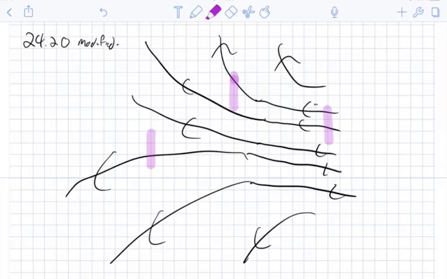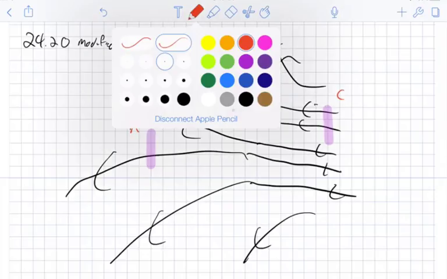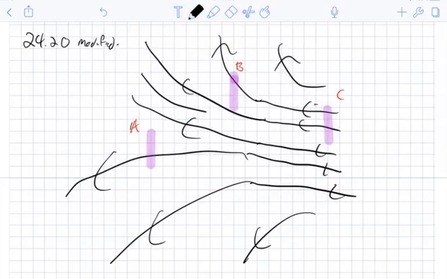And I'll call it, give me a different color pen. I'll call this one A, B, and C. And it asks us, where's the electric field strongest and where is it weakest? Just draw another line in here. All right. Where's the electric field strongest and where is it weakest?